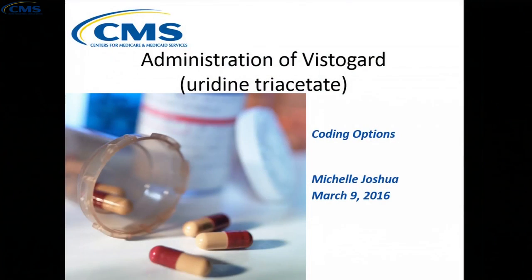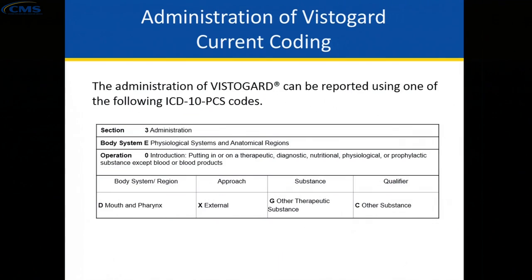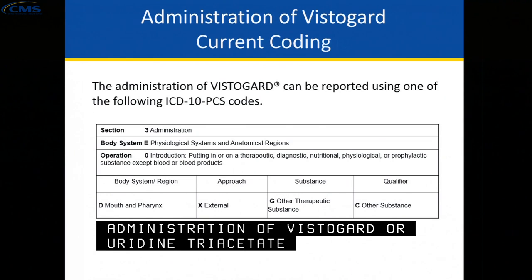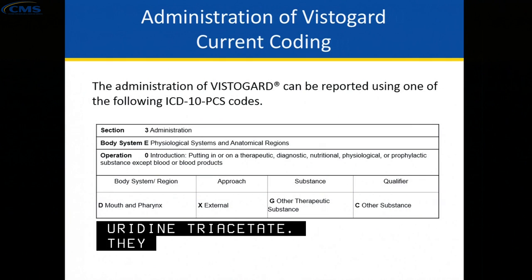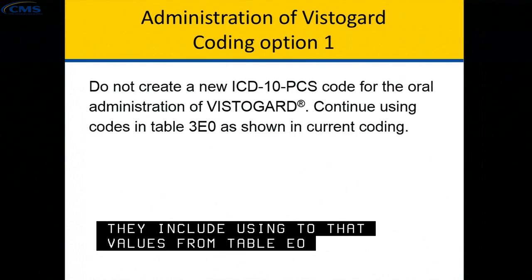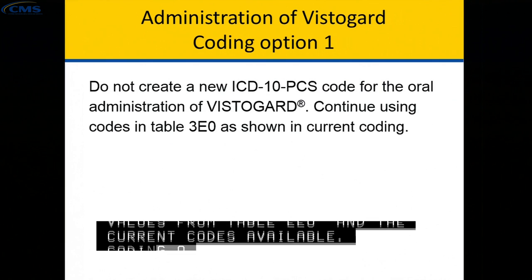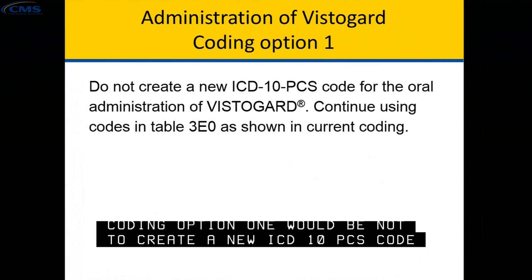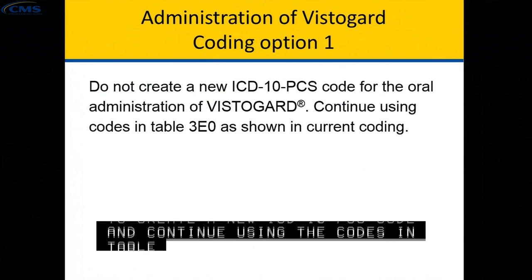Okay, coding options for the administration of VISTOGARD or uridine triacetate. Current coding options include using values from Table 3EO in the current ICD-10 PCS codes available. Coding option 1 would be not to create a new ICD-10 PCS code and continue using the codes in Table 3EO for the administration of VISTOGARD.